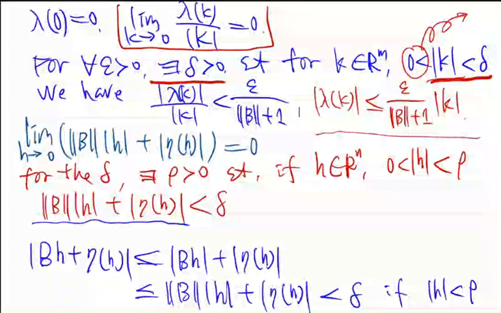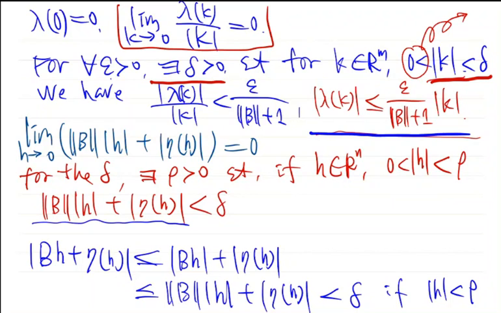For any epsilon positive, we find a rho. The rho is determined by using epsilon to determine a delta, and then we use this delta and the limit 0 condition here to determine this rho. So if the norm of h is less than rho, then the norm of bh plus eta h is less than delta. But once the norm of k is less than delta, the norm of lambda k will be less than this.